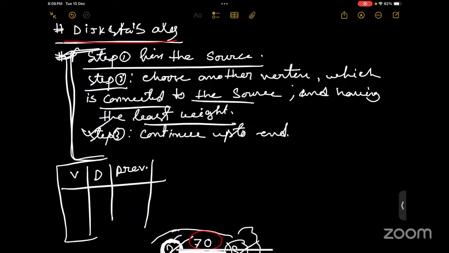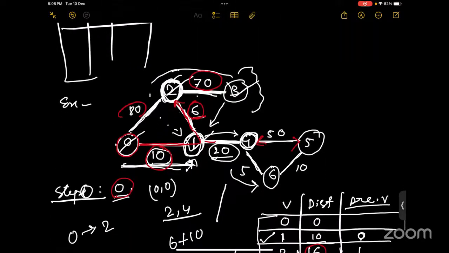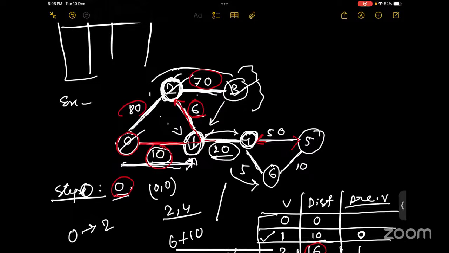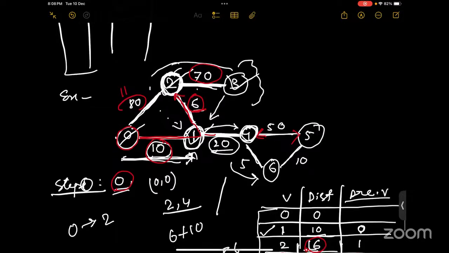Any doubt? Yeah, hello, ma'am. Could you please scroll down and show the graph again? Yeah, ma'am. Instead of 80, if there is an 11 here, what will be the shortest path to node 3? 0, 1, 2, 3.